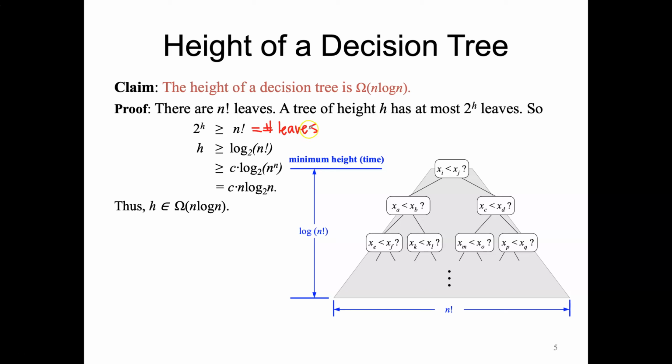And we know from the property of binary trees that the number of leaves in our tree is less than or equal to 2 to the power of the height of our tree. Now what we want to figure out is the lower bound on the height. So we want to solve for h here. We're going to take log base 2 of both sides. So we have log base 2 of 2 to the h power is h, and log base 2 of n factorial.